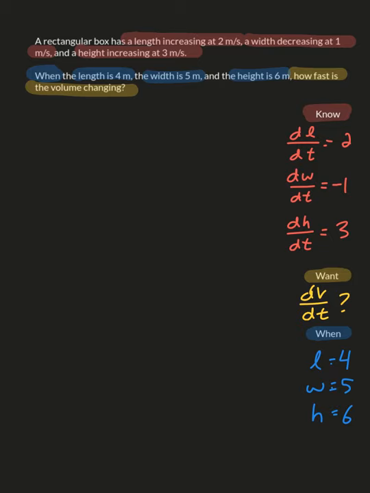So the great thing about related rates problems is that you can really set up any equation you want as long as it relates the variables that you're working with. We're going to set up a volume equation here just so that we can relate everything. Volume is length times width times height. And the only unfortunate thing about this problem is that we do need to use triple product rule.